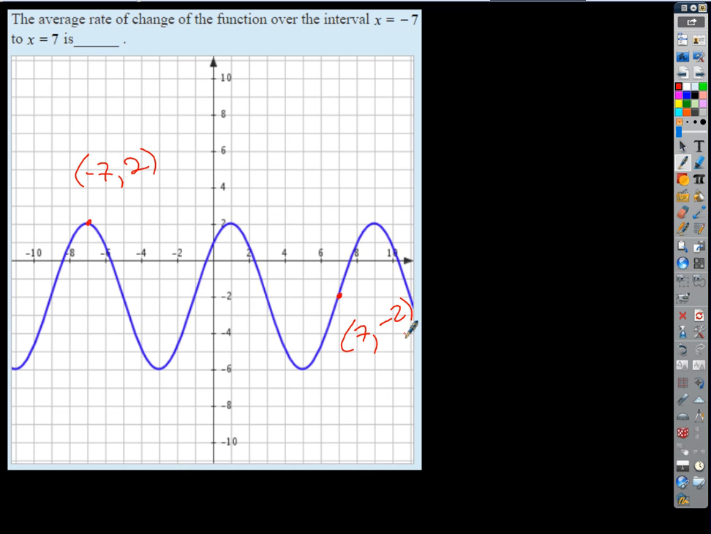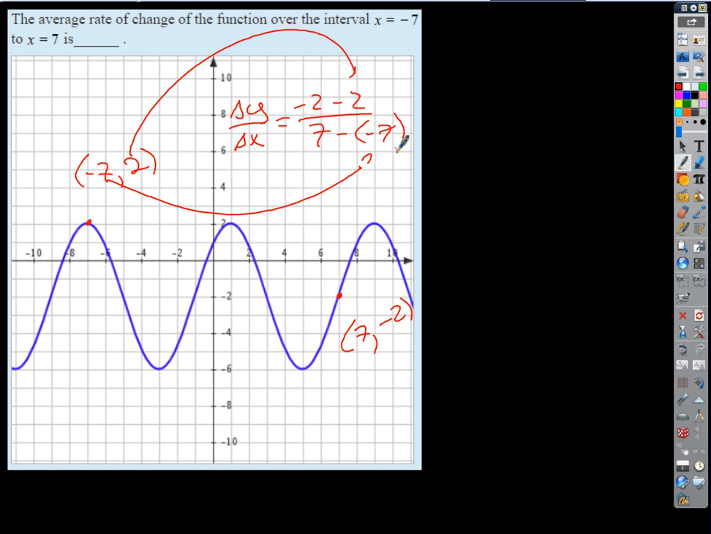So all we have to do is make the calculation from the ordered pairs. The average rate of change is just going to be the change in y over the change in x. Change in y always means the final value minus the initial value. So our final value for y was negative 2, our initial value was positive 2, divided by our final x value, 7, minus our initial x value, negative 7. So what's that give us? Negative 2 minus 2 is negative 4. 7 minus negative 7 is 14, so we get negative 2/7.